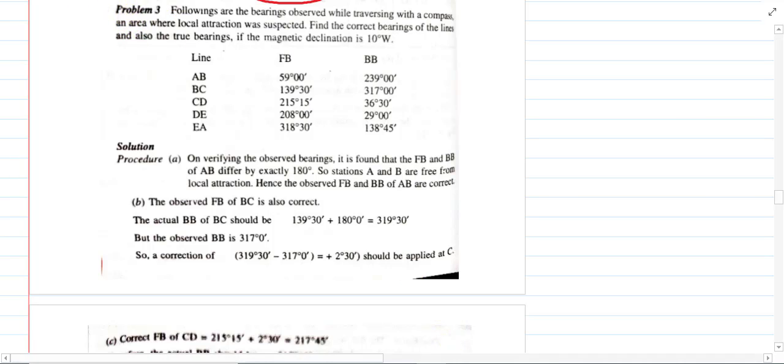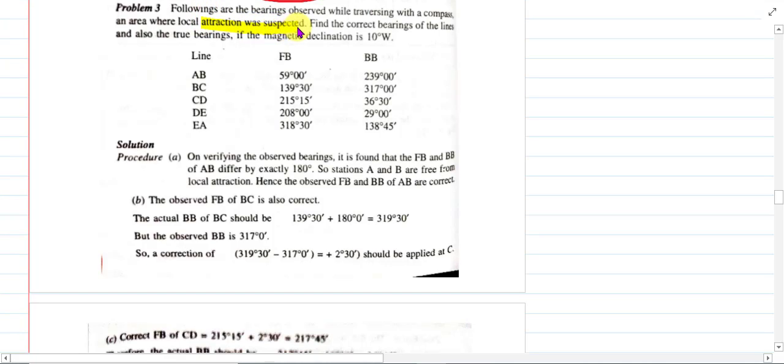So this is problem number 3. In this problem, the following are the bearings observed while traversing with a compass an area where local attraction was suspected. I'm just highlighting this line: find the correct bearing of the lines and also the true bearing if the magnetic declination is west.